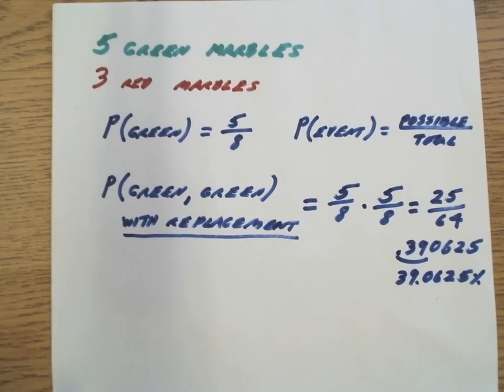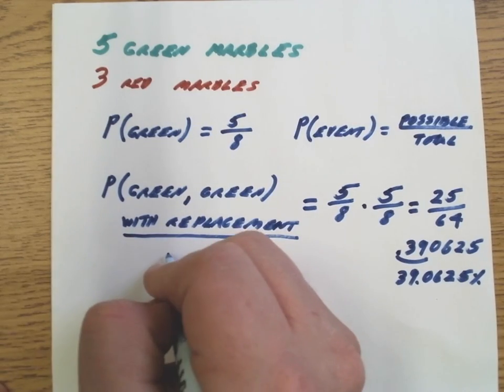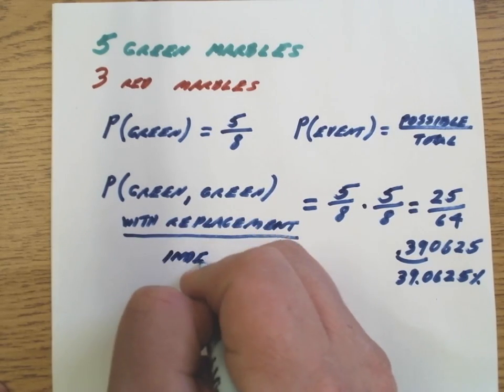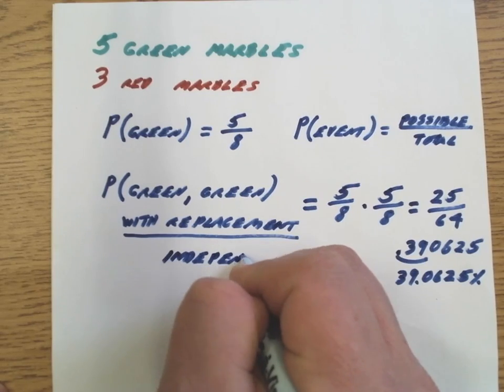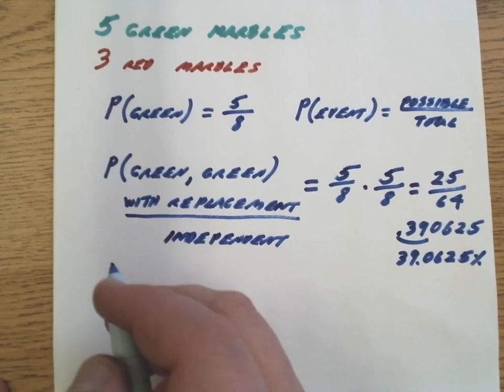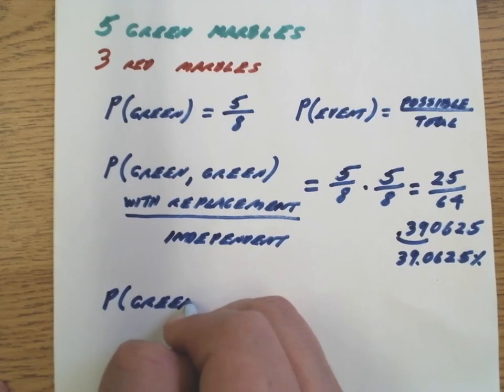Now, that's with replacement. And what that means is, this is a situation, since we're putting it back, where each one is independent of the other one. Again, we're putting it back with replacement. Now, let's show you the probability again of green and green.